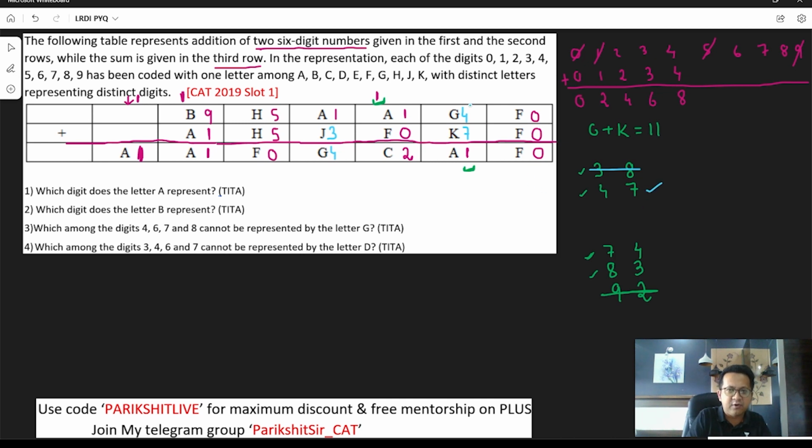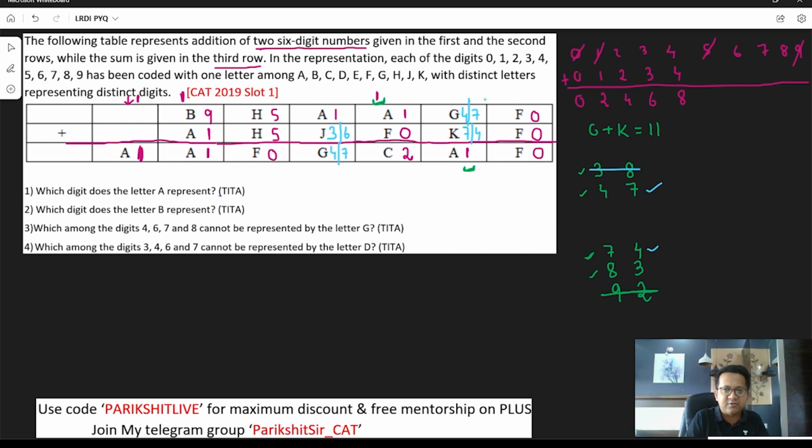Can it be 7, 4? If G is 7, K is 4. Okay. If G is 7 out here, then J has got to be 6. Is this possible? Absolutely. None of the characters are 4, 7 or 6. So even this is possible.